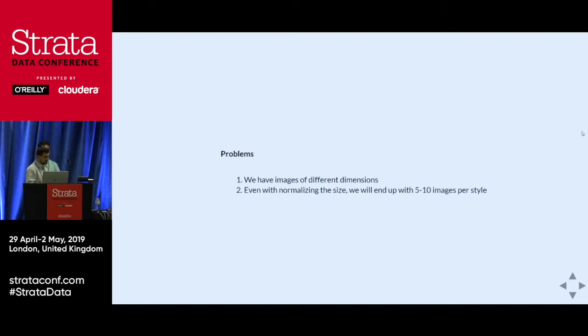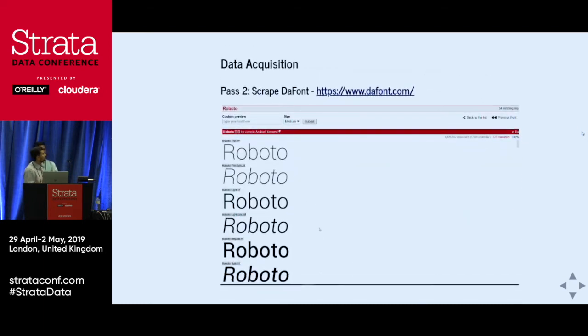We said, okay, let's look at different alternatives. And there is thefont.com. This is a very pretty website. The advantage with thefont.com is that you can add custom text there. Once you add custom text and hit submit, you see that the custom text is actually passed as a query parameter in your URL. So all we have to do is pass random text and get a new set of images.